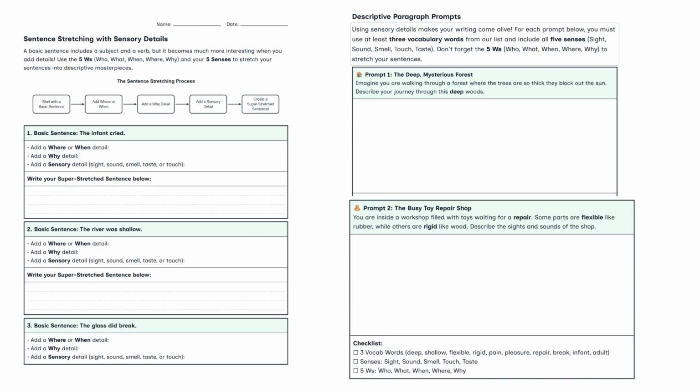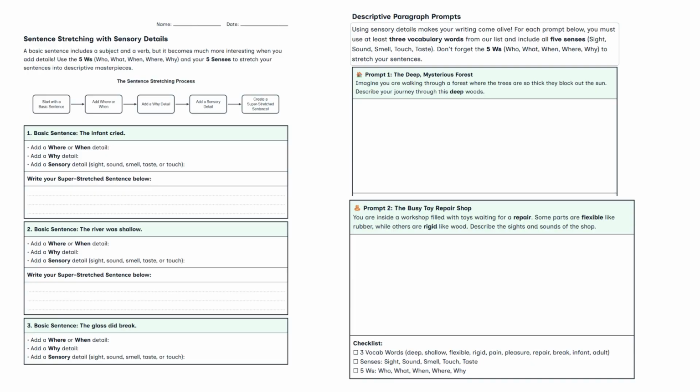You start with a basic sentence, add a where or when, add a why, add a sensory detail, and finally write your super stretched sentence. Practice this step-by-step process with the 3 basic sentences provided on the page. Once you have practiced stretching sentences, it is time to write a descriptive paragraph.